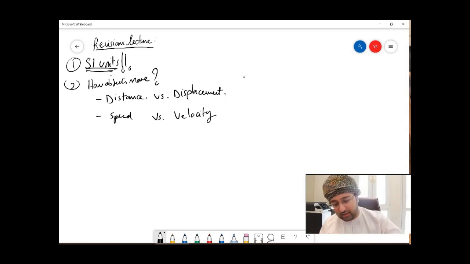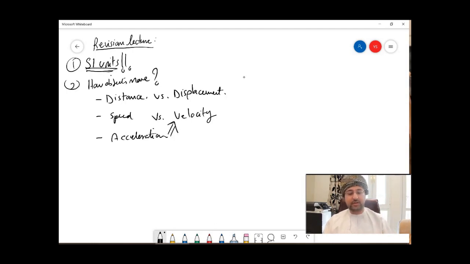Okay. Then we said acceleration, and we defined acceleration crucially as something that is related to velocity, not speed. So we said things that are changing their direction, okay, even if their speed is the same. So say for example something is going in a circle, the direction keeps on changing but the speed is constant, it is still said to be accelerating.